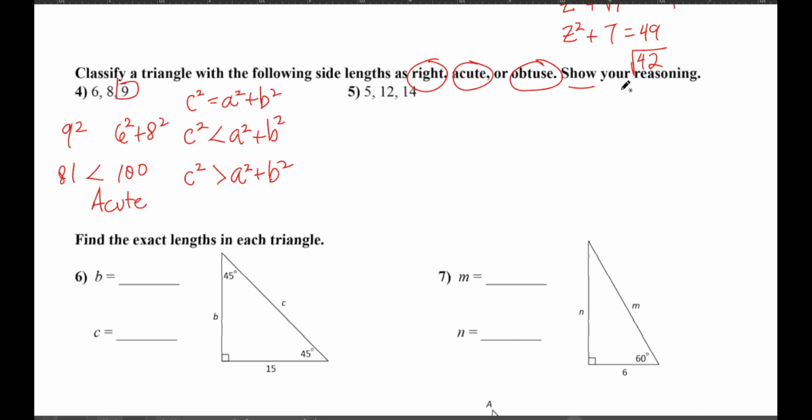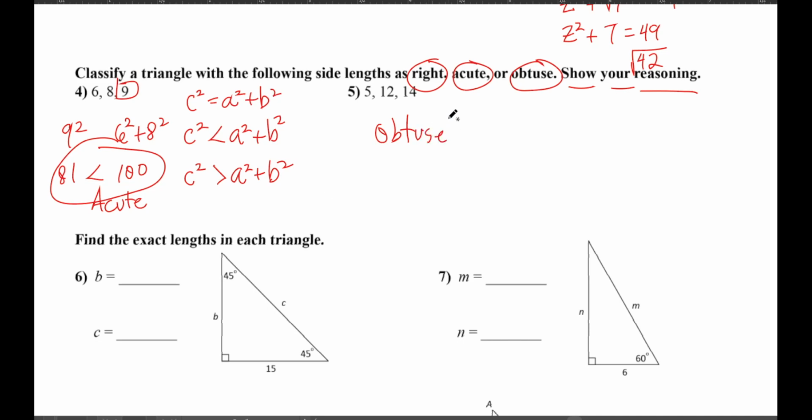It also says, show your reasoning. Where's your reasoning? It's right there. That stuff right there. That's what I want to see. Don't just take a 1 in 3 chance and write down something, okay? I want to see why. You could do the same thing here. This one's obtuse if you want to try that yourself.